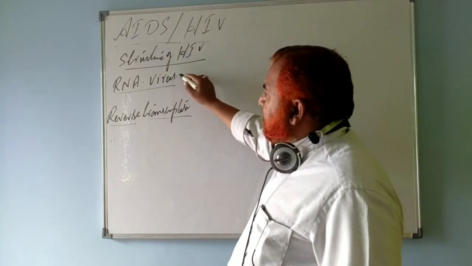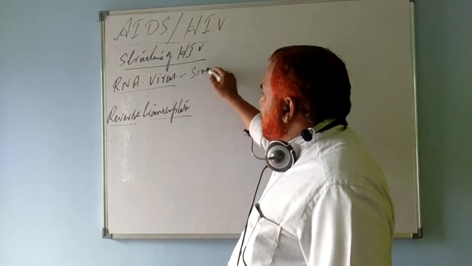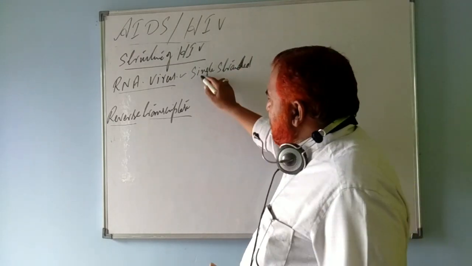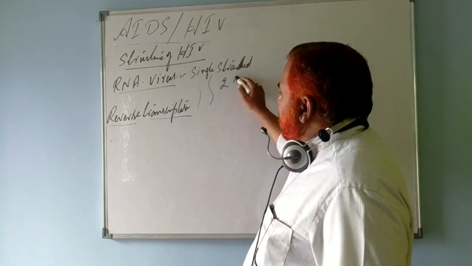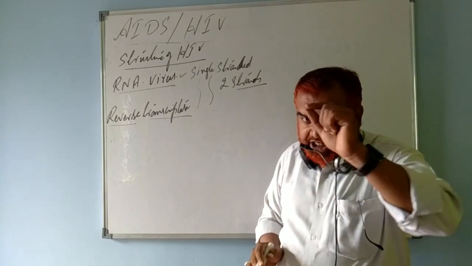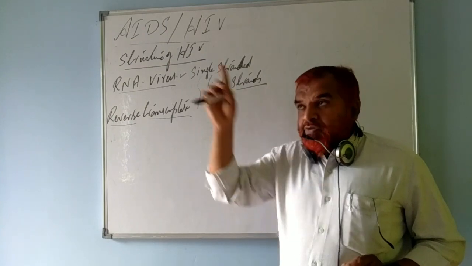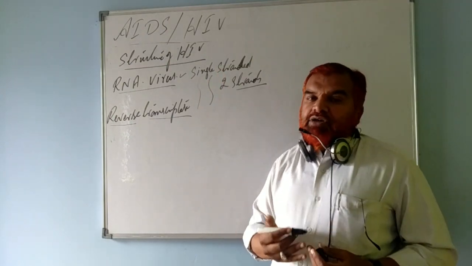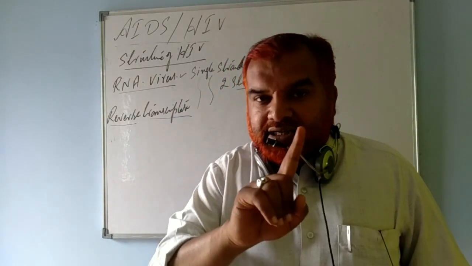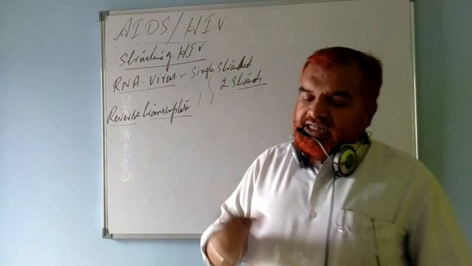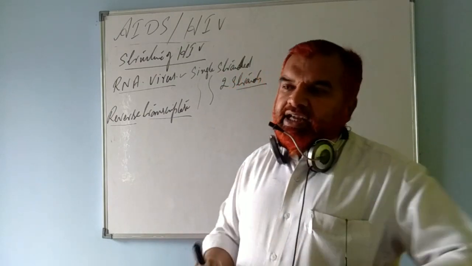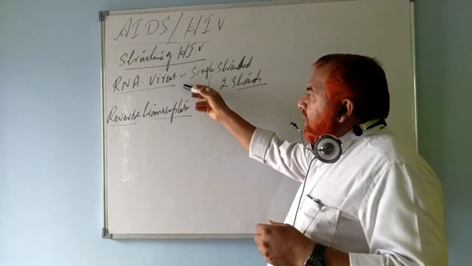This virus HIV has RNA as genetic material. It has single stranded RNA. Don't get confused. Single stranded, but how many will be there? Two strands will be there. These two strands don't mean it is double stranded. Each is a single stranded, single piece, and there is one more single piece. So there are two single stranded RNA pieces. Hence it is known as a single stranded RNA virus.